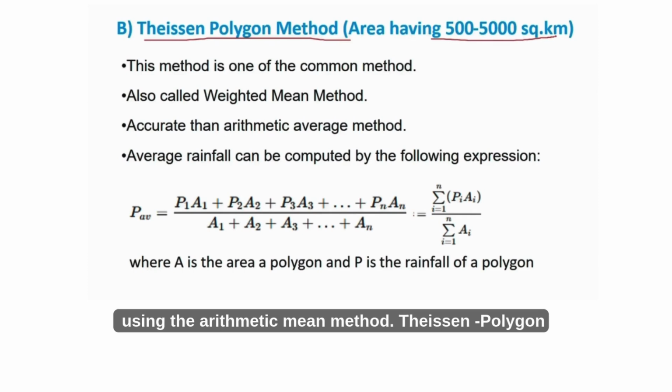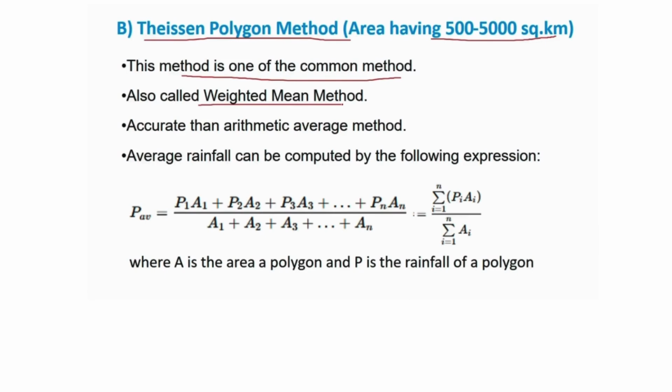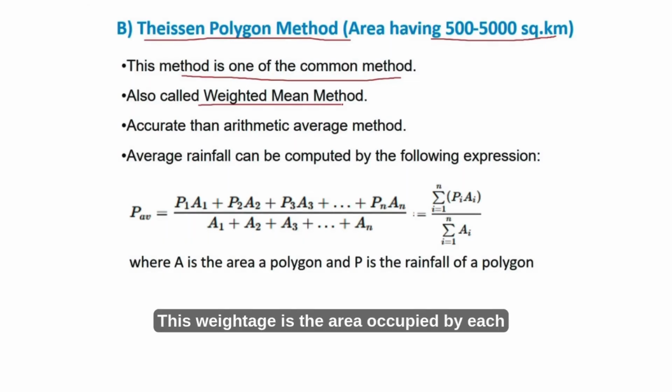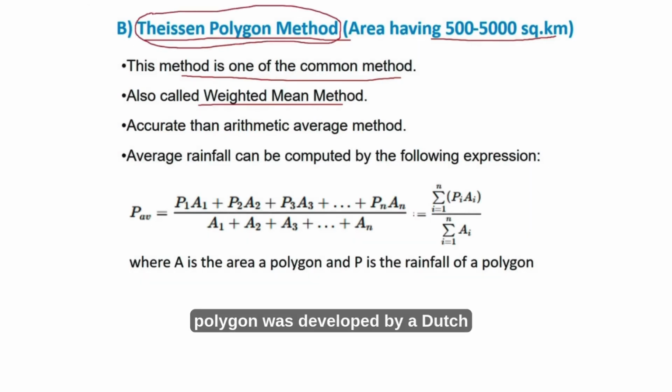However, the Thiessen Polygon method is one of the most common methods, also known as the weighted mean method, because we give weightage to the rainfall of each station. This weightage is the area occupied by each station, assuming that rainfall occurs uniformly within this area. This area is determined by drawing polygons around the station. That's why it is also known as the polygon method. But we call it the Thiessen Polygon method because the polygon was developed by a Dutch meteorologist, Alfred Thiessen.